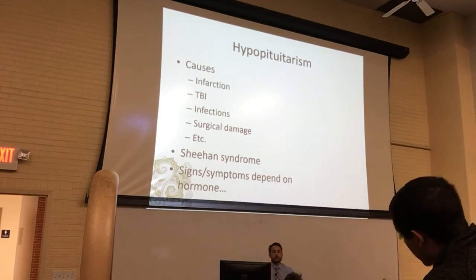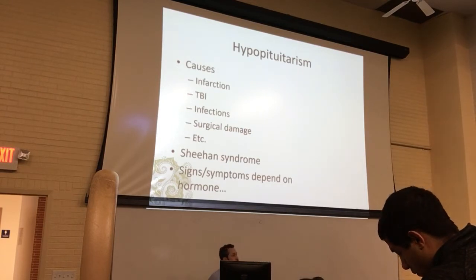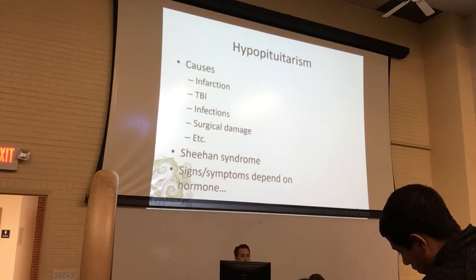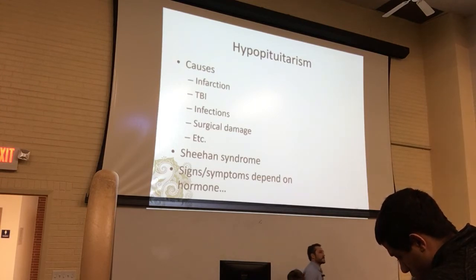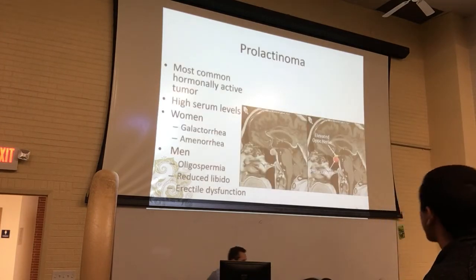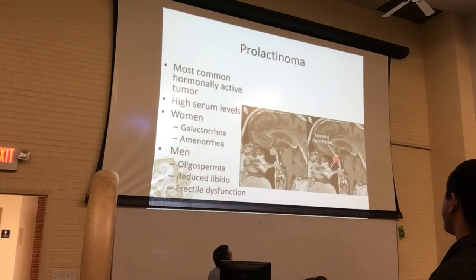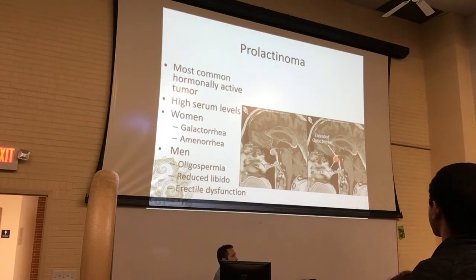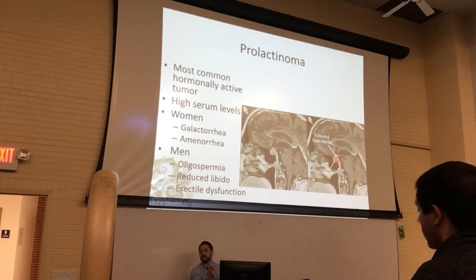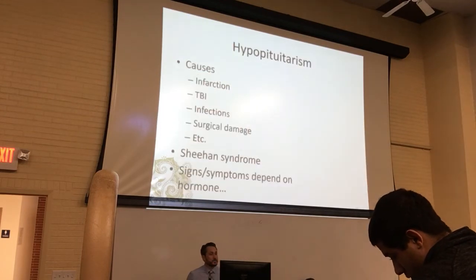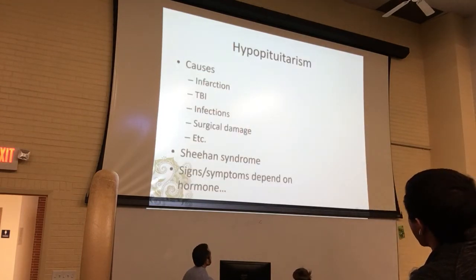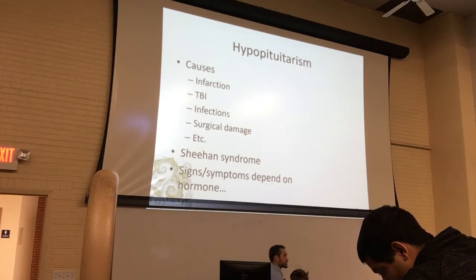Okay? Traumatic brain injury, post-car accident, for example. Infections, or even surgical damage. What's surgical damage? Well, if you had a lesion, like a prolactinoma on the previous slide, and the surgeon decided to go in, cut out the lesion, take some of the healthy surrounding tissue just to be safe. They took too much. Now all of a sudden, instead of overproducing certain hormones, now you're underproducing. Okay?